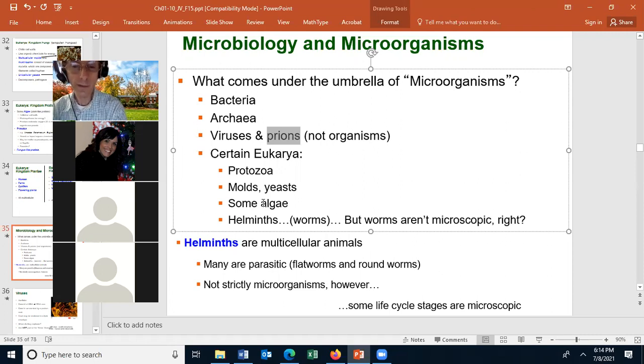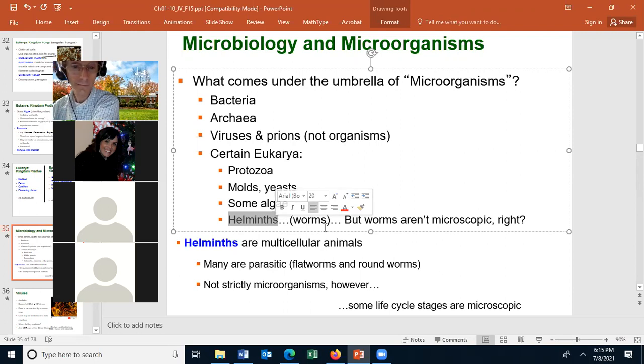And another reason why the microbiologists group the helminths in with microorganisms is that the helminths can cause disease. If someone has a worm infection, that's going to cause disease. And the microbiologists study disease-causing organisms. And even though the adult helminths are not microscopic, I think the beef tapeworm is something like 6 meters long, definitely not microscopic, the microbiologists study it.